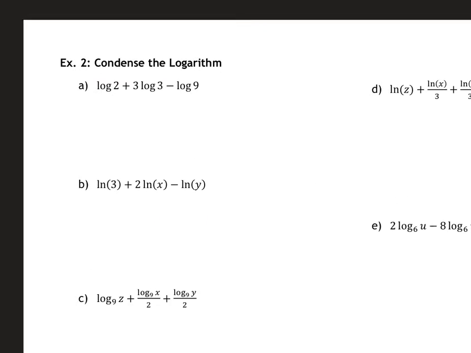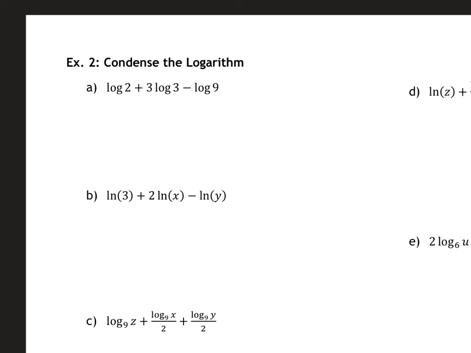So now we are going to look at this in reverse. We're going to condense the logs here, so we're going to do this just backwards. Any number in front, I'm going to bring those up first. So I got log of 2 plus log of 3 cubed minus the log of 9. And then if it's positive, it's going to go up top. If it's negative, it's going to go on the bottom.